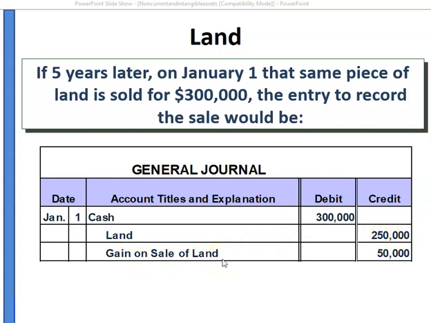We could have just as easily, if we had sold the land for $200,000, we would have a debit to cash for 200, a credit to land for the same 250, and we would have a loss, which would be a debit, okay, for the 50,000. But in this particular case, looks like we made money, so that's always a good thing.